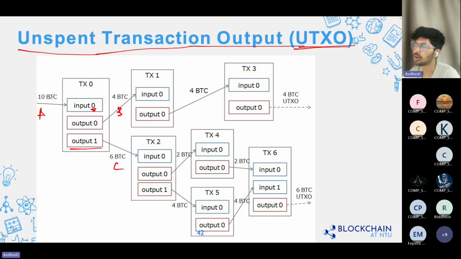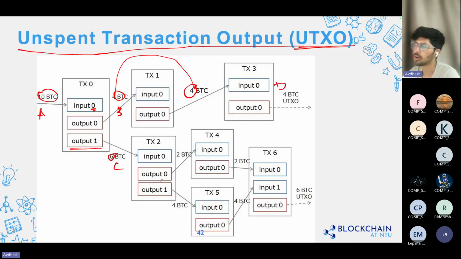But in general, the case I'm making is that the input should be equal to the output, as you can see here. The input has 10 bitcoins, and the output is distributed as 4 and 6. So 4 plus 6, the output will be equal to 10. You can see a similar trend here as well. If there is only one output, obviously he sent the entire 4 bitcoins to a person, let's say David.